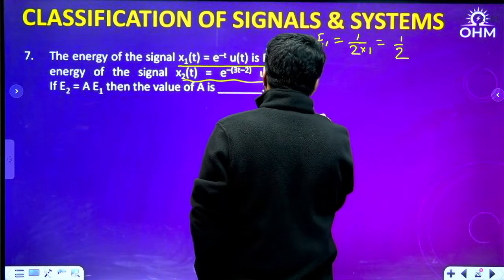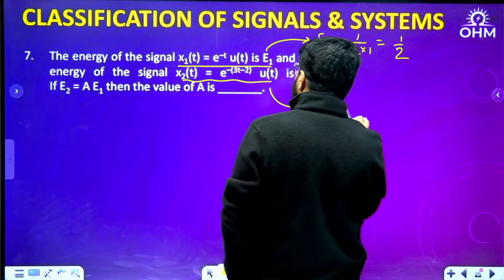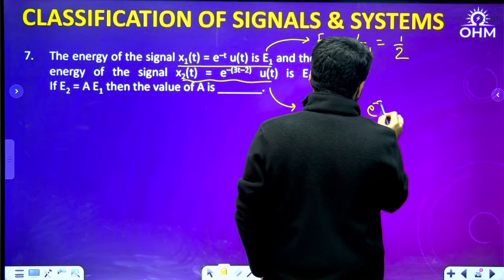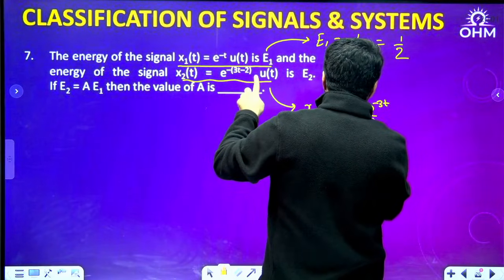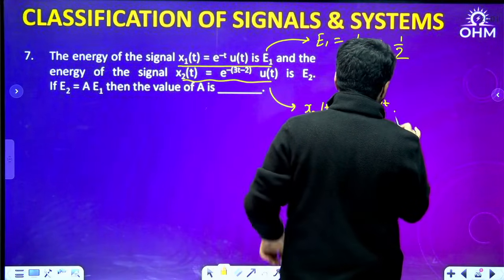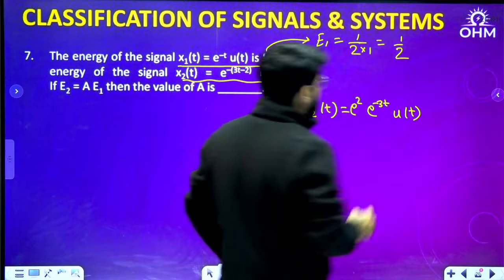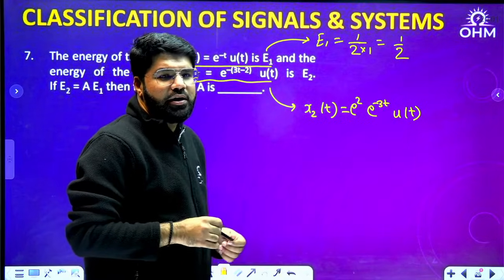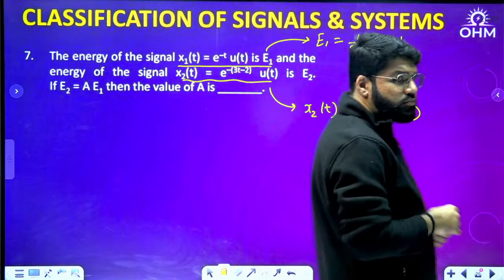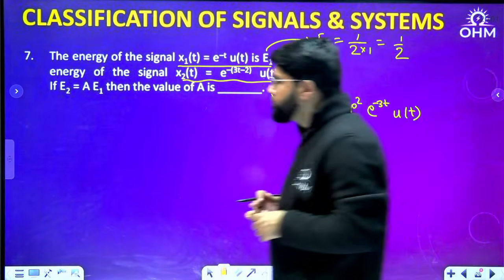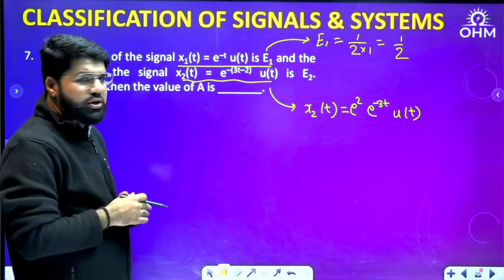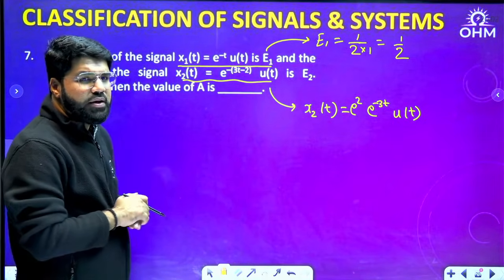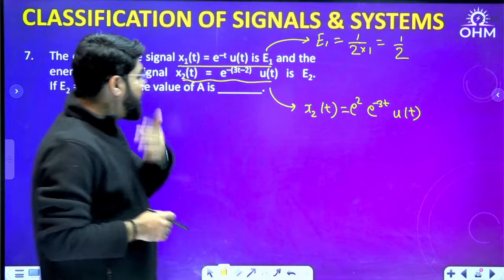I will have to first rewrite x2 like this: e^(-3t), and when you open the bracket, this is e^2, which is a constant. I will write it separately, times u(t). So x2(t) is e^2 e^(-3t) u(t). Okay, Shalim, just remind me at the end. So see here, e^2 e^(-3t) u(t).